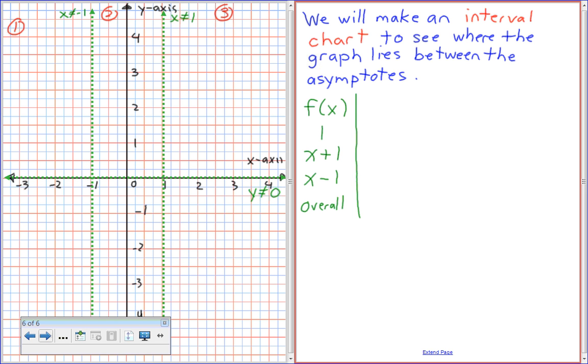That's okay, though. What would you call the section of the graph on this side? What would you call section number 1 in domain? What are the x values? Less than -1, very good. So we're going to say x is less than -1.